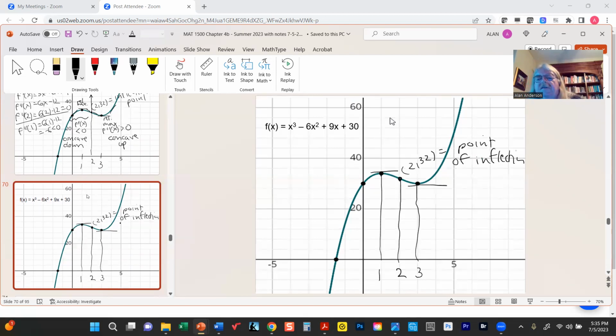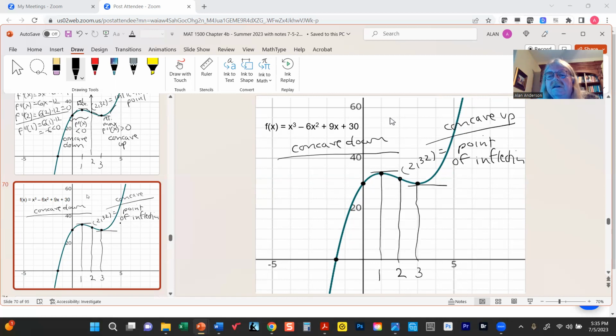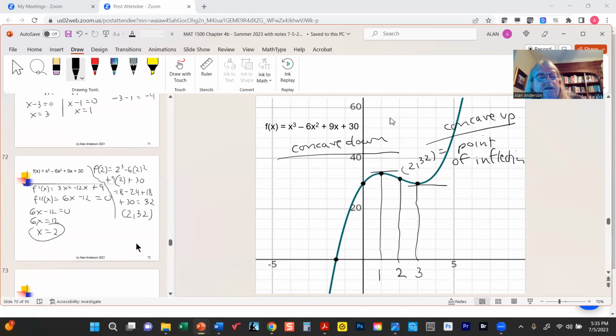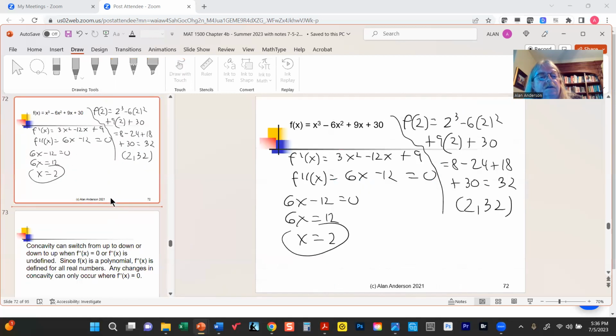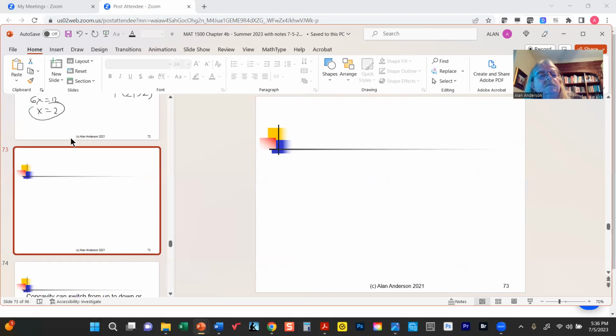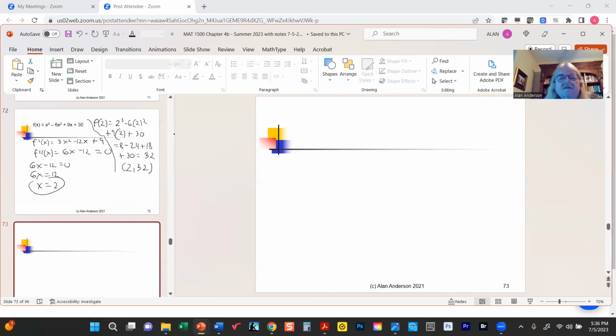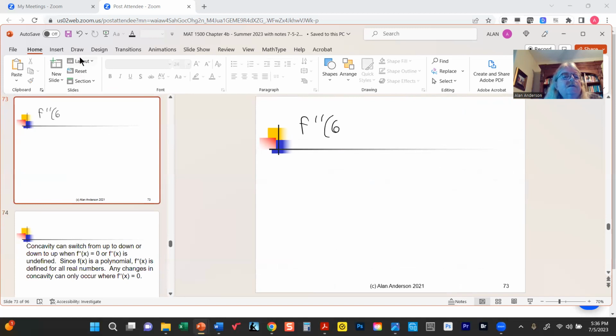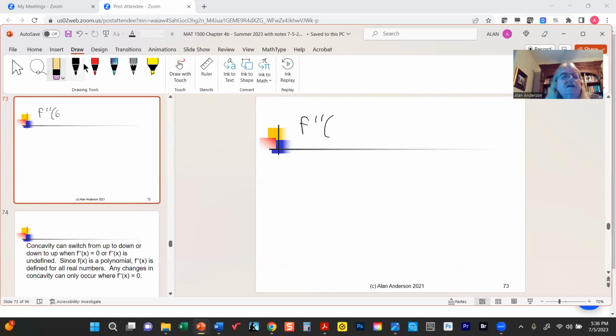Now, if we want to know where the function is concave up and down, well, you can see for yourselves. It's clearly concave down on this side, and then concave up here, but let's just prove it. What we're going to do is take the second derivative at a point to the left of 2 and to the right of 2. Okay. So second derivative is 6x minus 12.